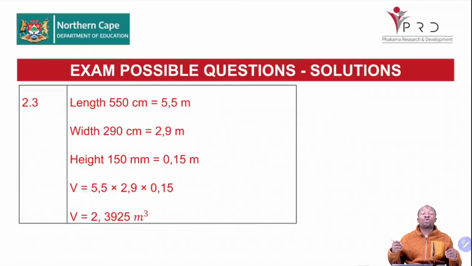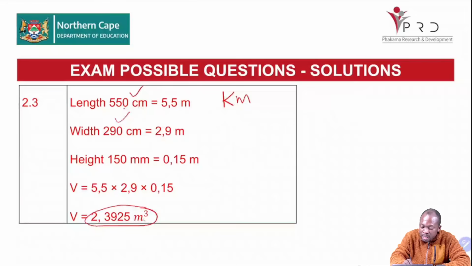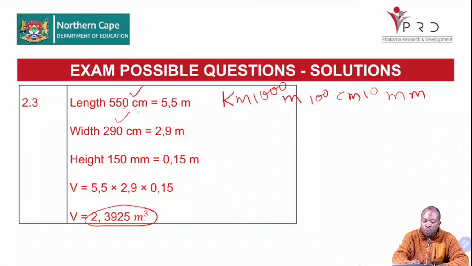Now, we are asked to show that the answer is 2,3925. The length 550, the width 290. Remember they are in centimeters, and our answer is in meters cubed, meaning we should change all the answers to become meters. That's why you see we are changing from centimeters to meters. So remember you have your kilometers, meters, centimeters, and millimeters. Here is 1,000, 100 here, and 10. So to change from centimeters to meters, meaning we are moving backwards. Therefore, we are going to divide by 1,000.